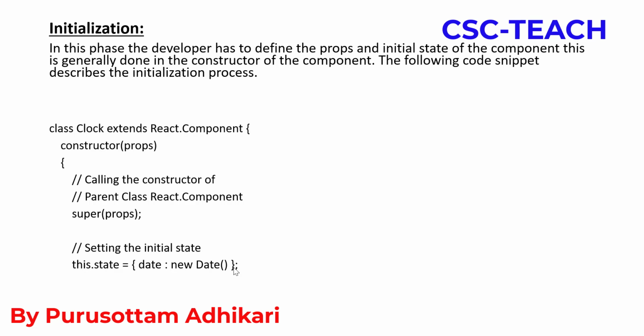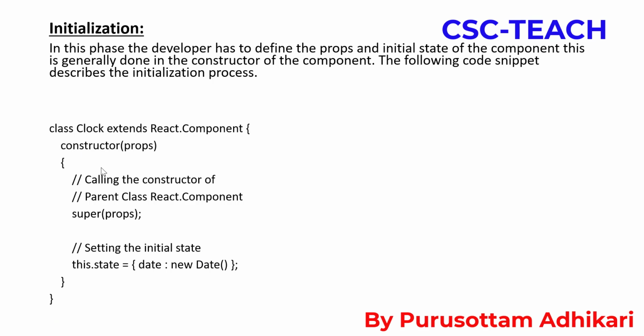This is a function. This is an example of the initialization process, which is done by this.state. We are setting the initial state here. We create a constructor, and after that we call the parent class component, that is super, and we provide a parameter, props.